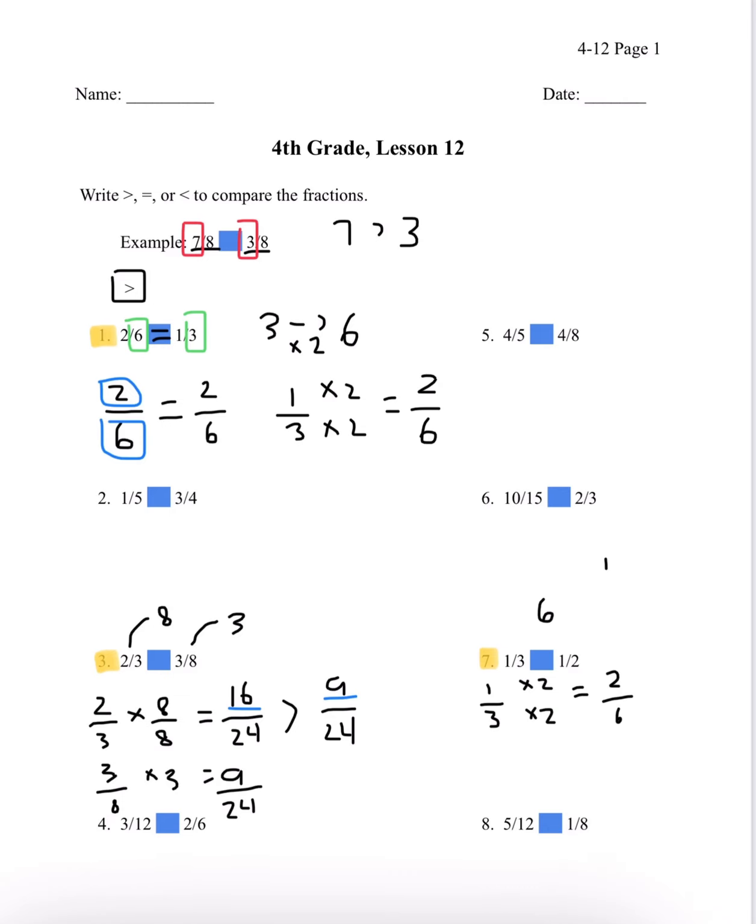Same for half. 2 can go into 6 3 times. 3 times 1 is 3, and 2 times 3 is 6. If we put them side to side like this, we know that 3 is greater than 2, so 2 over 6 is less than 3 over 6. And that's our answer.